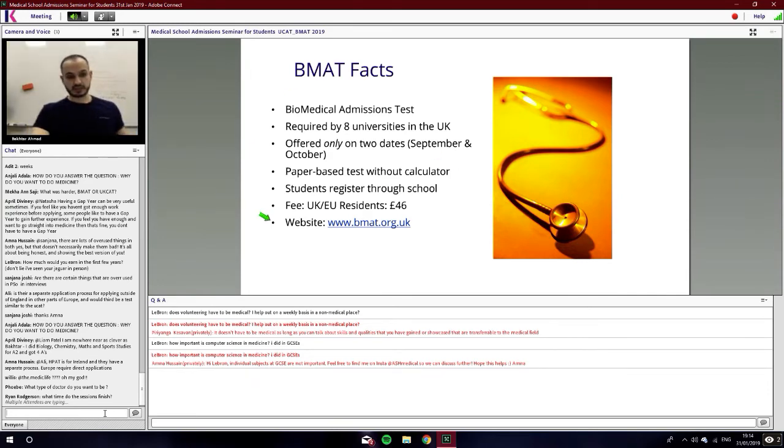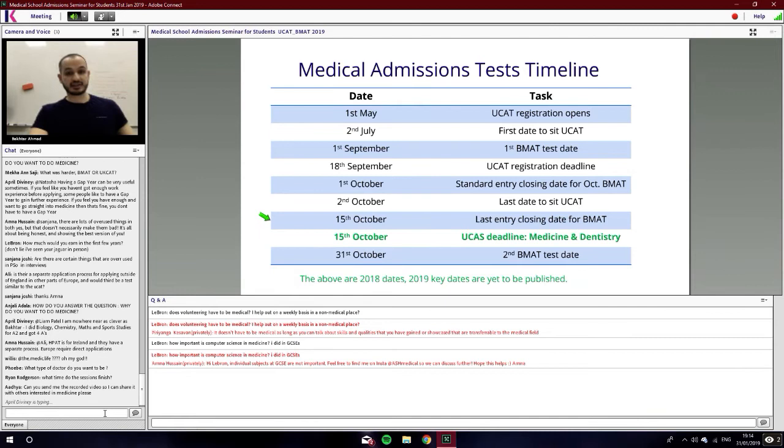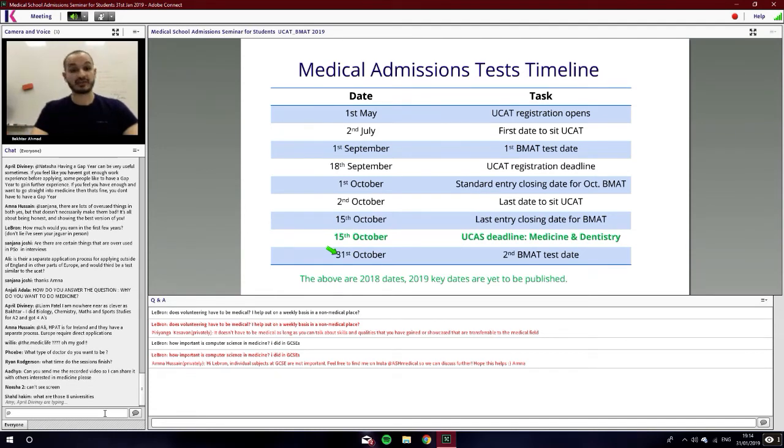Right, so let's go on to the next page. These are some of the important dates. The first BMAT test day is 1st of September, and the second BMAT test day is 31st of October. Now, depending on what universities you're applying to, they will either not care which date you sit the exam, or they will have a preference.